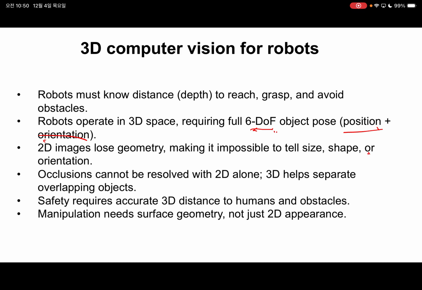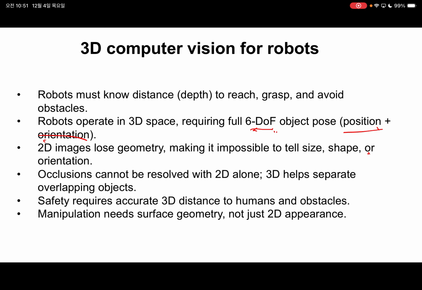Occlusion cannot be resolved with 2D alone. 3D helps separate overlapping objects. Safety requires accurate 3D distance to humans and obstacles. And manipulation needs surface geometry, not just 2D appearance. So if you start robotics research, you can immediately realize that 3D computer vision is necessary. Without 3D, there is nothing you can do.